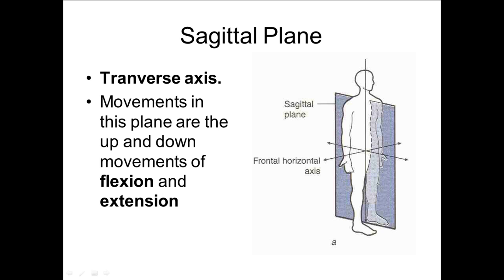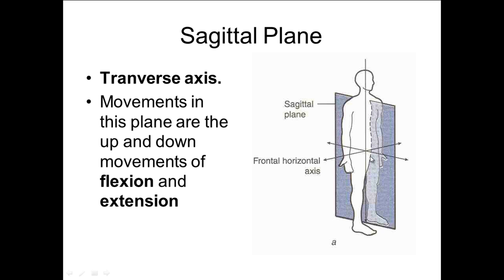Hi and welcome to this video about analysis of movements, and today we're going to be looking at different movements involved in sport. The first plane we need to know about is the sagittal plane, and this essentially bisects the person in two, and you can see how this plane basically cuts the person in half.